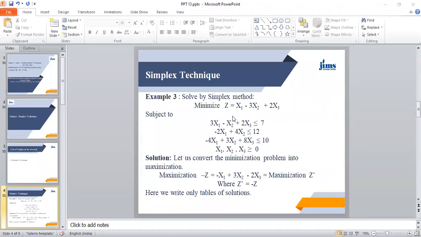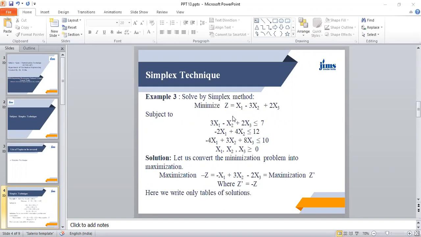This is a very simple problem because we have taken only one type of constraints. All are less than equal to type. So the objective function is minimize z is equal to x1 minus 3x2 plus 2x3, subject to the restrictions that 3x1 minus x2 plus 2x3 is less than equal to 7, minus 2x1 plus 4x2 is less than equal to 12, and minus 4x1 plus 3x2 plus 8x3 is less than equal to 10. x1, x2, x3 is greater than equal to 0.